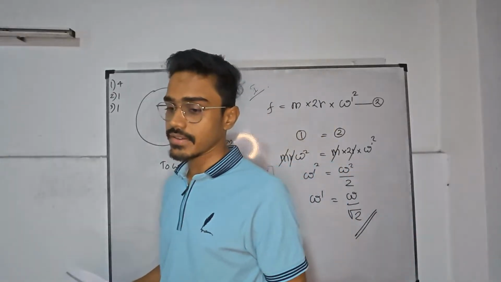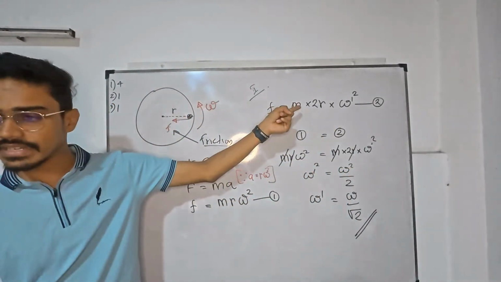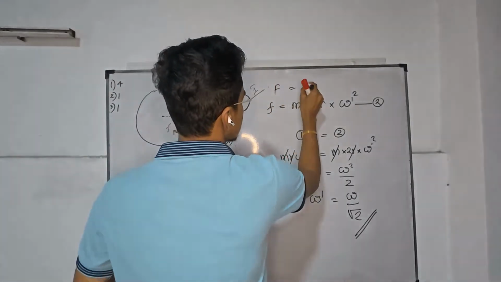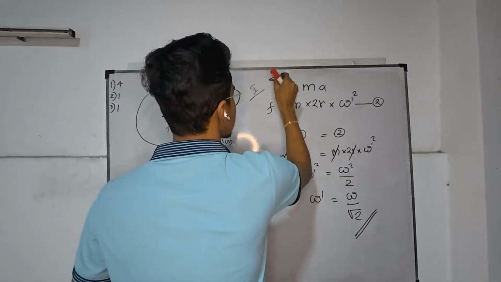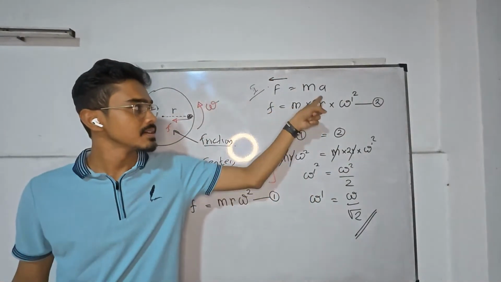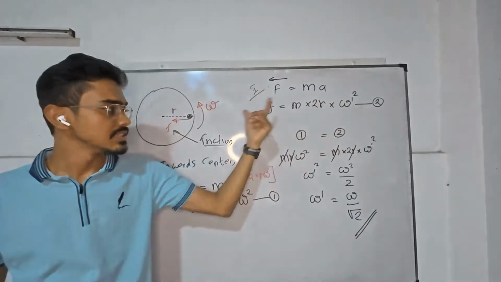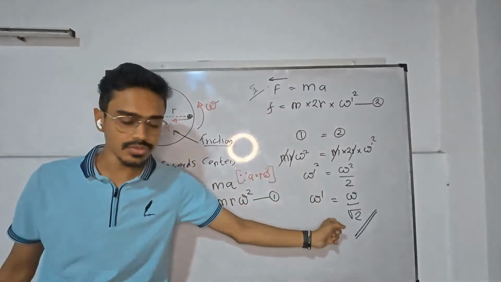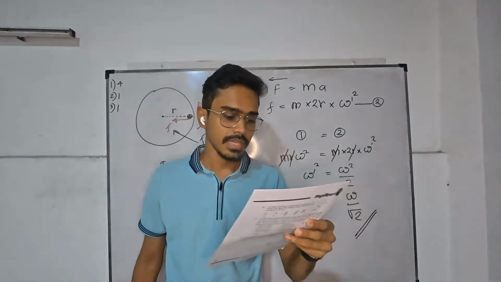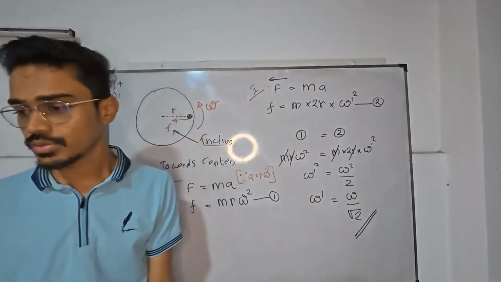Now, for the second scenario also, I use the same equation, F equals ma towards the center. F remains as F, mass is the same, distance is doubled, and I consider the new omega as omega dash. Since the two F's are equal, equate these two and solve for omega dash, which they are asking. The minimum angular velocity required to start slipping is omega over root 2.